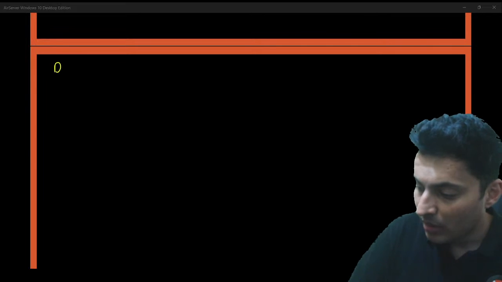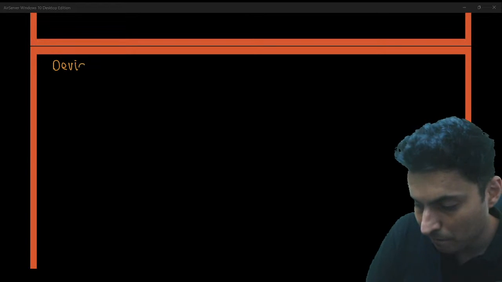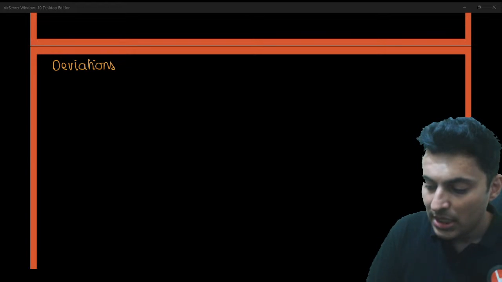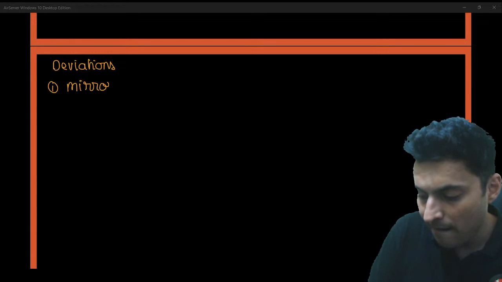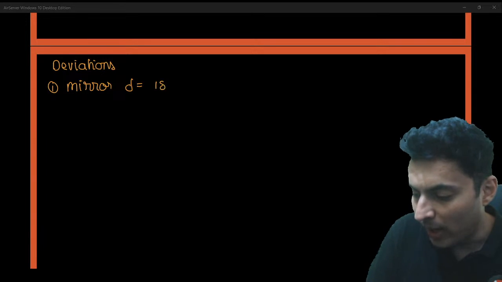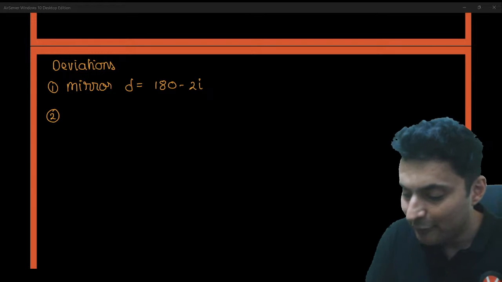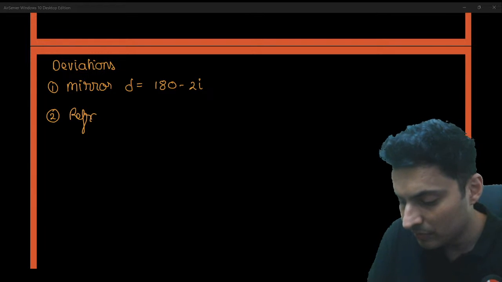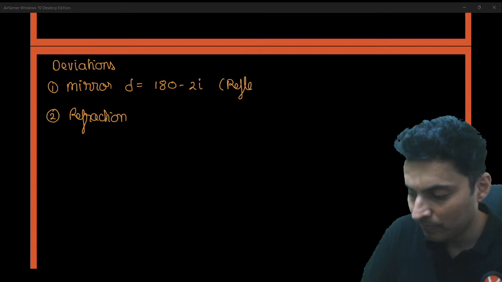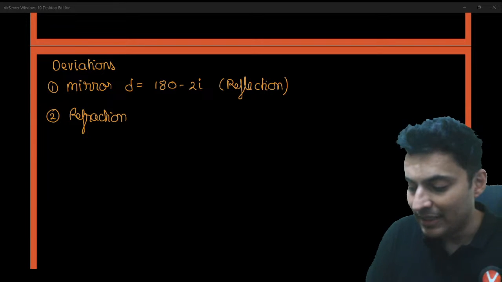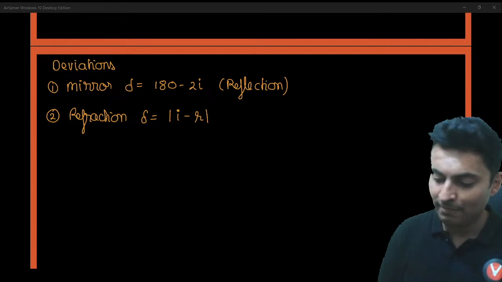Deviations. A lot of students get confused between the deviation formulas. First, for a mirror, the formula is 180 minus 2i. Second, for refraction. So first was reflection from a mirror. Second is refraction. The deviation is modulus of I minus R.